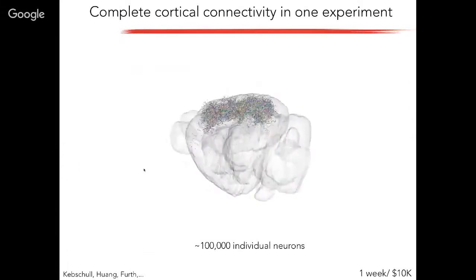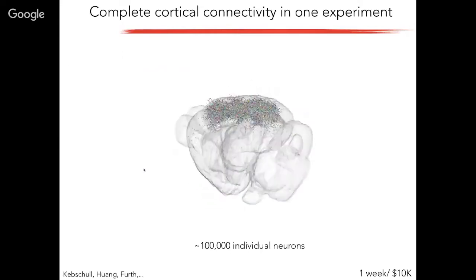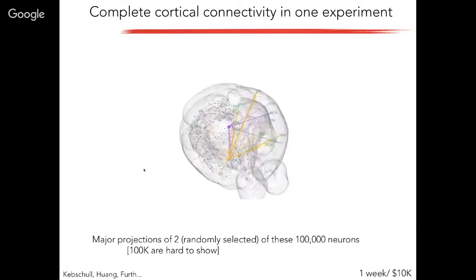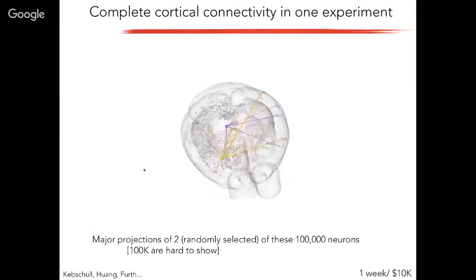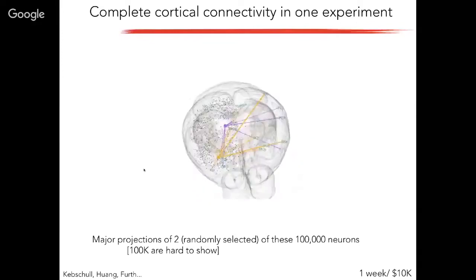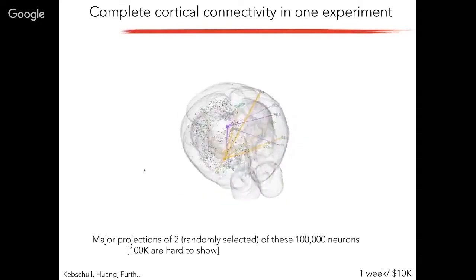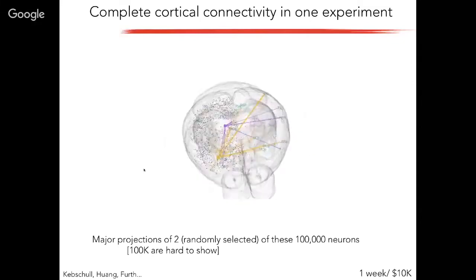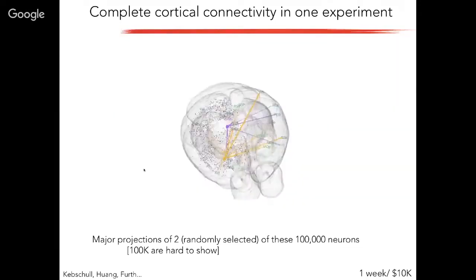And in a single experiment, in about a week for about $10,000, we can get the projection patterns of about 100,000 individual neurons. And for each neuron, we can see the areas to which it projects. So here are the strongest projections of 2 of these 100,000 neurons, just randomly selected, to give you a feel for what kind of data we have. This is so much data, and of a different form, that although we've had it for almost a year and a half, we're still figuring out how to make sense of it and what to say about it. But we're writing this up right now.